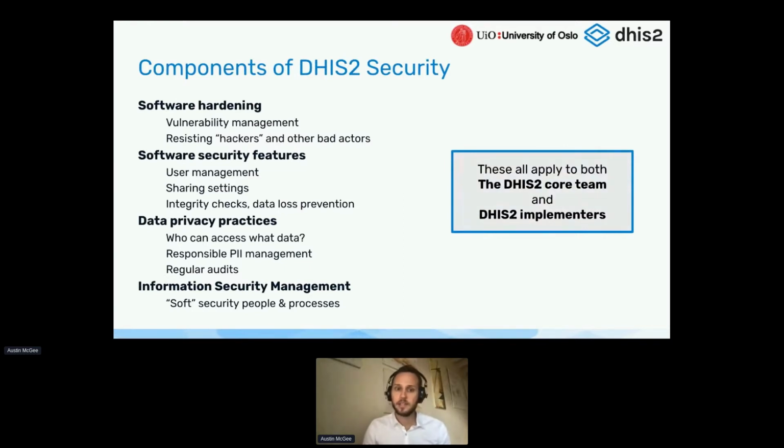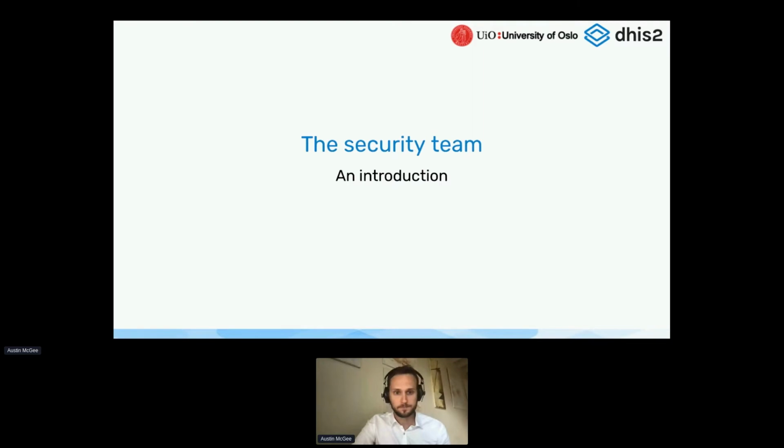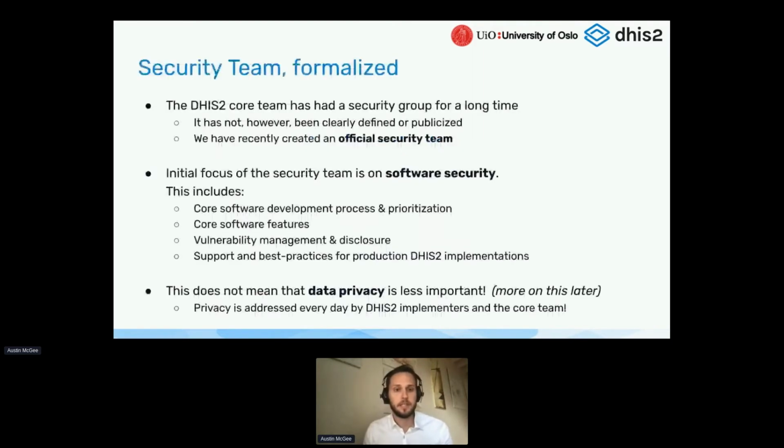These are not specifically issues with any particular software. They're organizational practices that need to be put in place in order to have a secure culture and a secure process in general. So now an introduction to the DHIS2 security team.